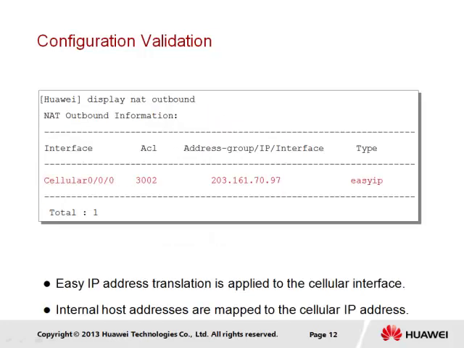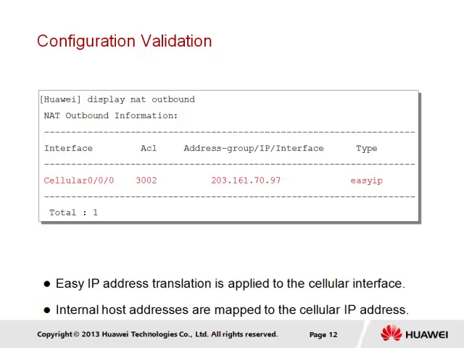We must also ensure that the network address translation has been correctly configured over the cellular interface. Using the display NAT outbound command, we are able to see that the NAT configuration has been associated with the cellular interface and that the ACL rules have been bound to this instance of NAT, which, as we may have noticed from the NAT outbound command, is supporting EasyIP to allow internal hosts to be mapped to the PPP discovered cellular IP address.